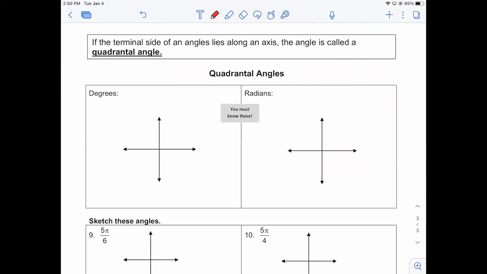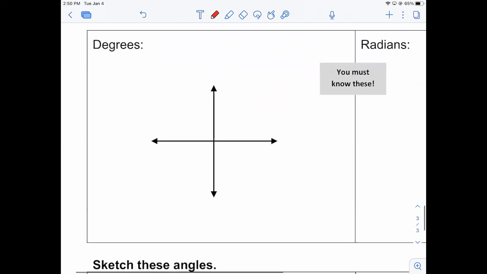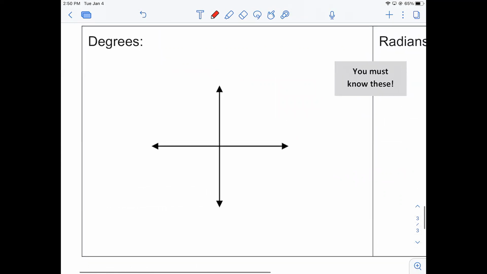Okay, now here's something I mentioned earlier. If the terminal side of an angle lies along an axis, the angle is called a quadrantal angle. That's what I was talking about earlier. So all of these quadrantals from degrees, we should already know. Remember, this one is 0 degrees. This one is 90 degrees. This is 180. And this is 270. And then this last one is 360 degrees.